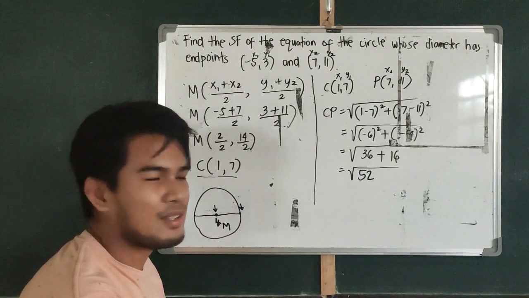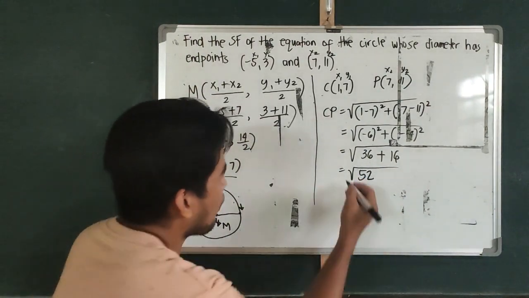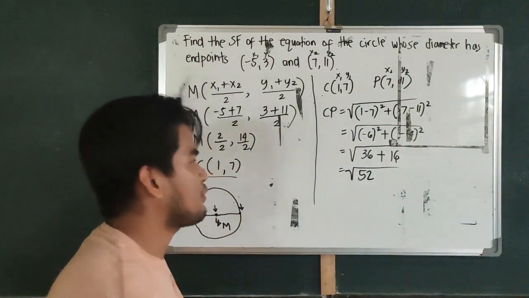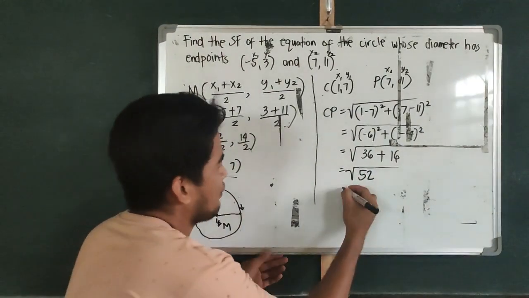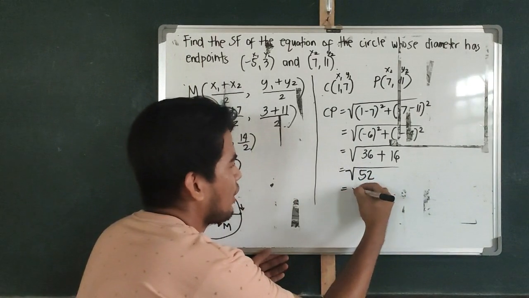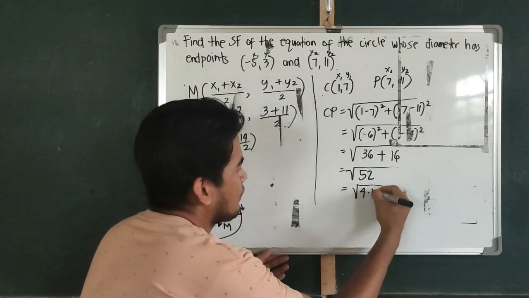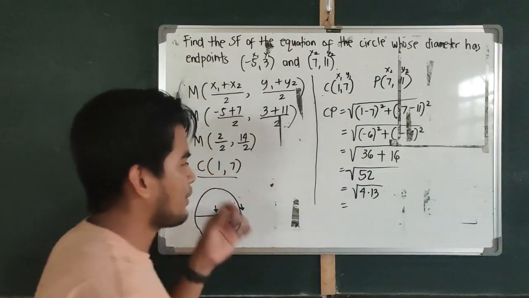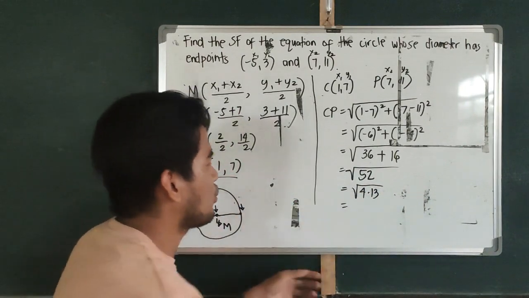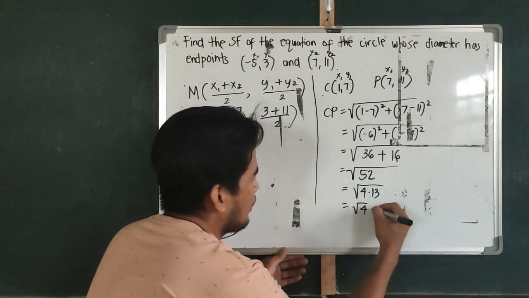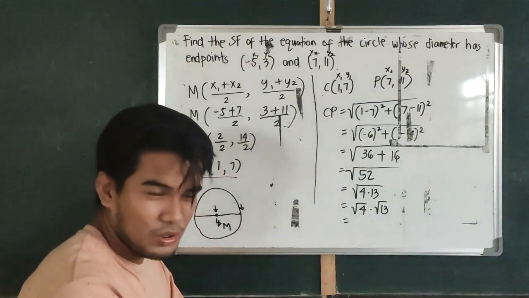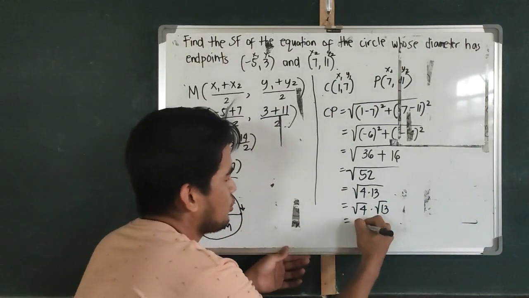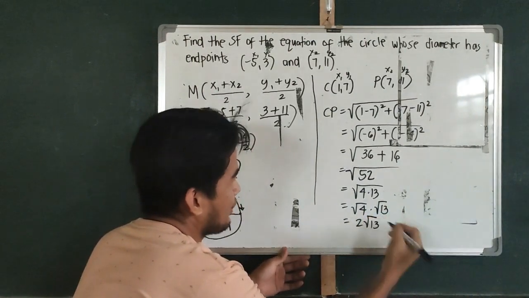We arrive at this part, square root of 52. Is that the final answer? Not yet, because it can still be simplified. The factors of 52 are 4 and 13. So simplifying further, we can separate the two: square root of 4, then square root of 13. We know that the square root of 4 is 2. Right? So the square root of 4 is 2, and then square root of 13.